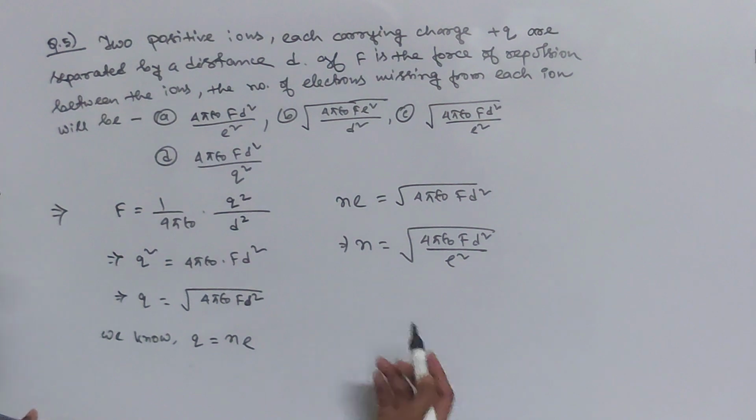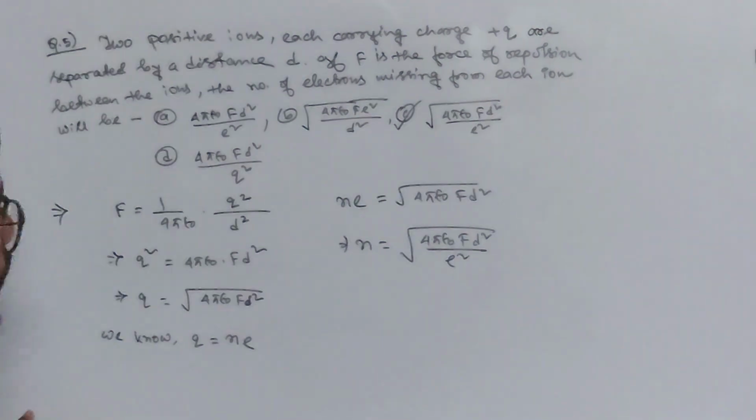So which option is correct? Option C is correct, right? Under root F d square by e square.